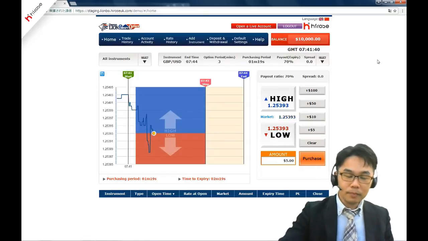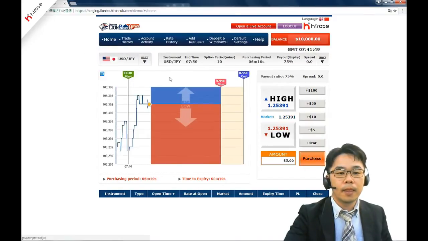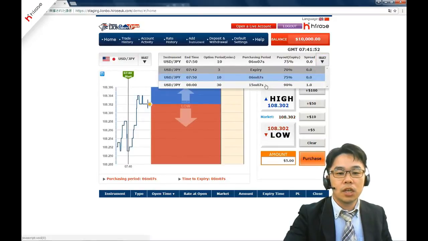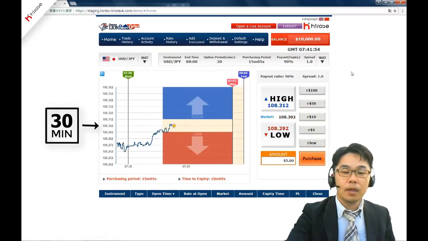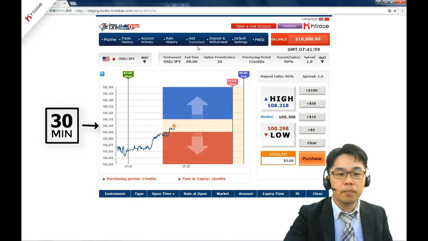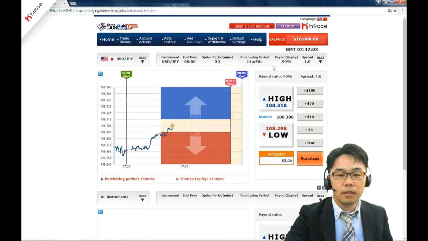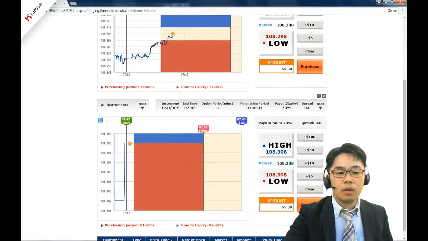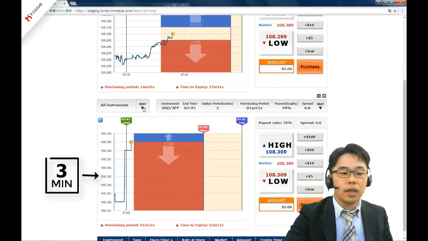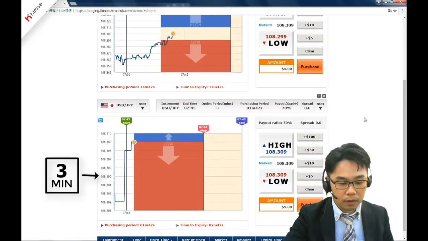Let's talk about the second preparation. First, let me choose dollar yen here and then open a 30-minute chart. And then you want to add another chart at the bottom. So I'm going to click on add instrument and click on dollar yen. Now dollar yen is shown. And I want to fix this, so I'm going to click on dollar yen here.